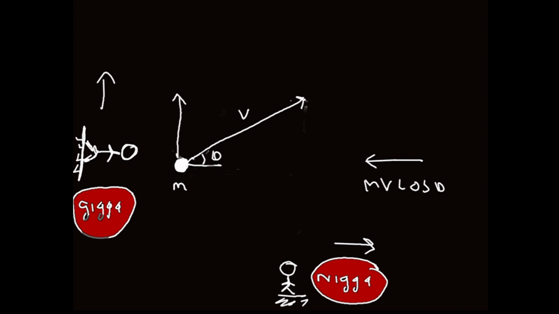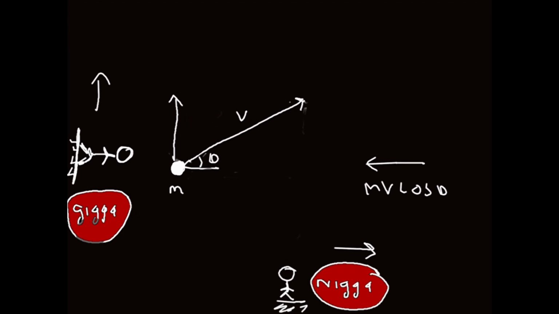And what do you think would happen if we add more than mv cos theta? Nigga says that it already has a momentum of mv cos theta in this direction. So if we add more than mv cos theta, there will be some net momentum in this direction. And Giga says that there is nothing to change. It will be the same as in the previous case. So what should happen? Let us redraw what the situation is.